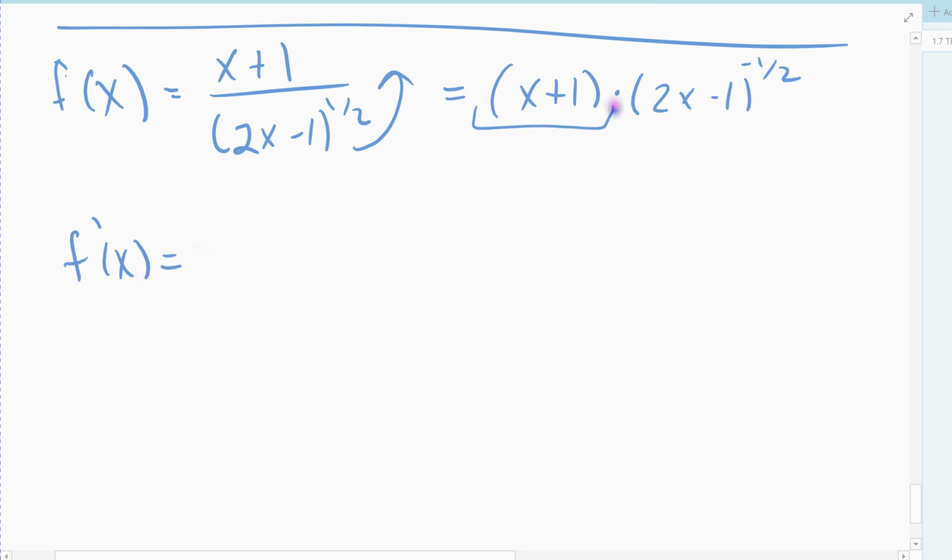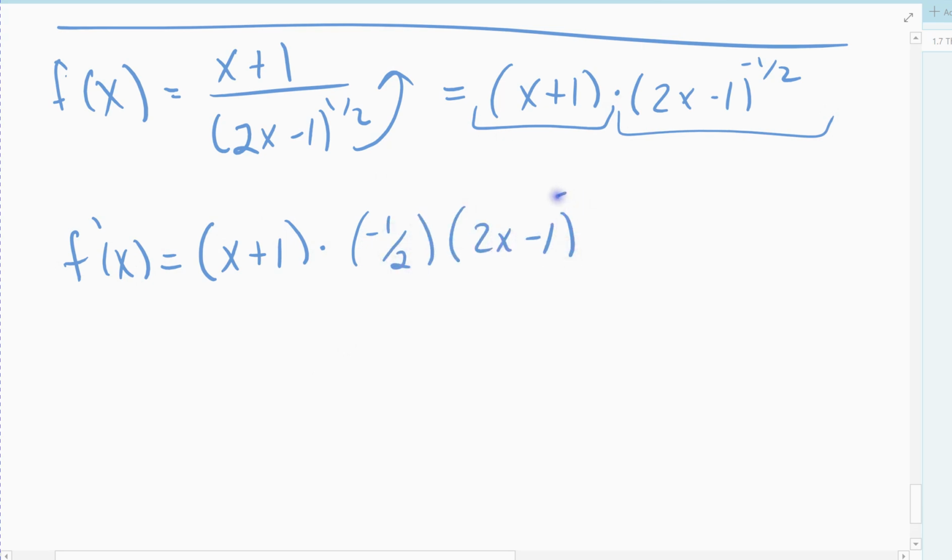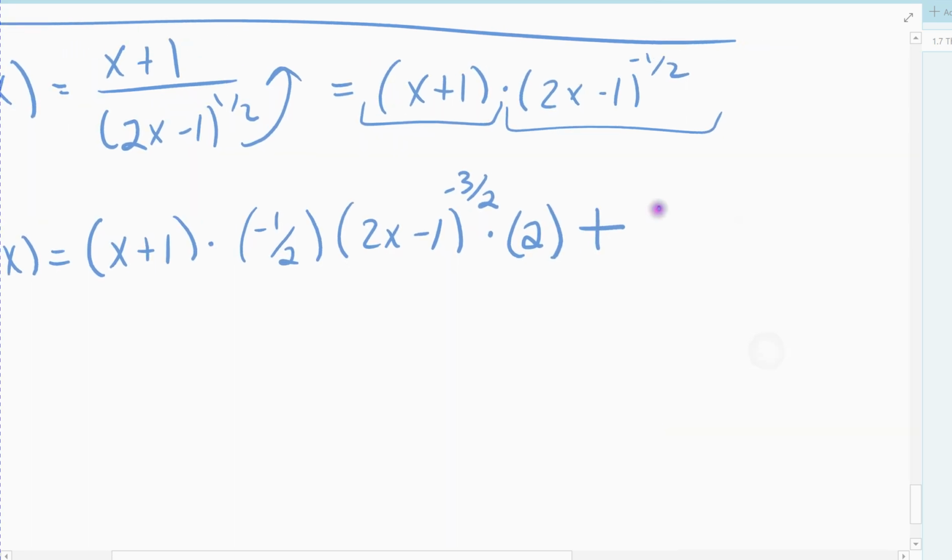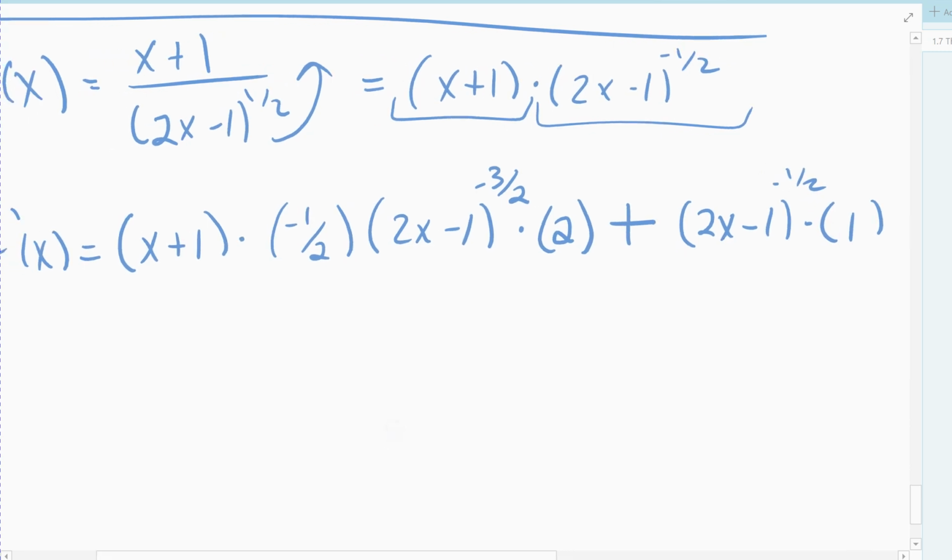My first function is the x plus 1. My second function is the 2x minus 1 to the negative 1 half. So the first times the derivative of the second. I pull out my negative 1 half power: 2x minus 1 raised to the negative 3 halves, when I subtract 1. It's the outside times the derivative of the inside, which is 2. Then it's the product rule, so I add the second function times the derivative of the first, which is just 1. There's no division here because it's the product rule. So it's just the first times the derivative of the second plus the second times the derivative of the first.